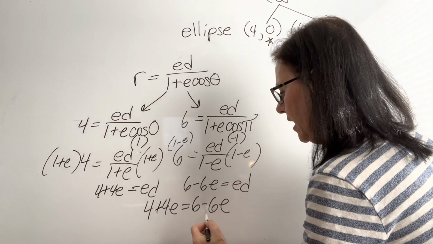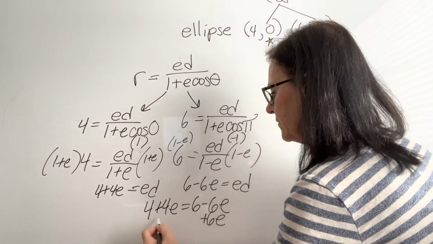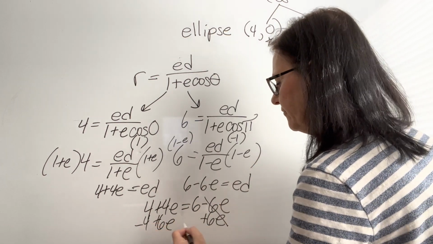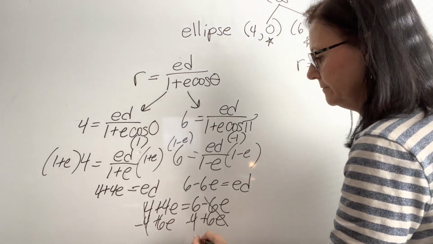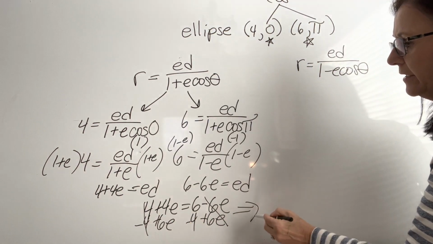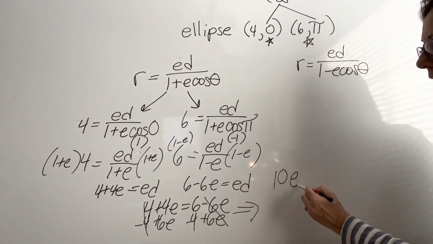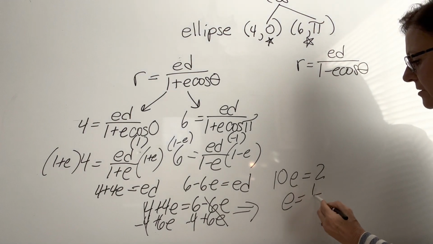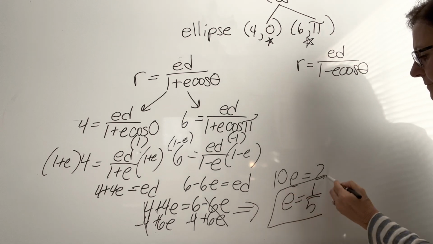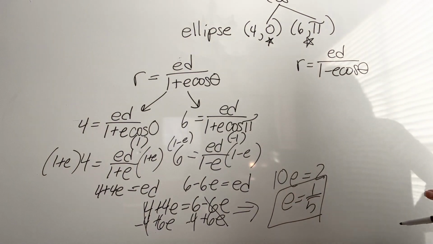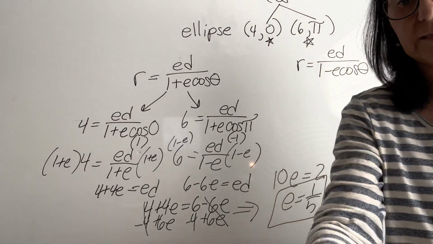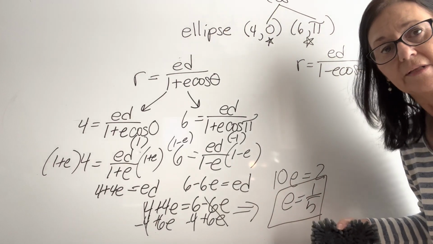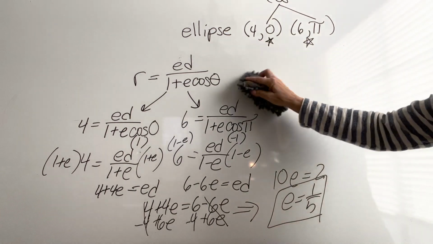This one's going to work. I'm going to add the 6e to both sides. I'm going to subtract the 4 from both sides. I'll write it over here. I end up with 10e equals 2, dividing by 10. e is 2/10 or 1/5. All right, so I have e. It's not the minus, it's plus. Remember how you know this. If this is a negative eccentricity, it's not the right one. All right?